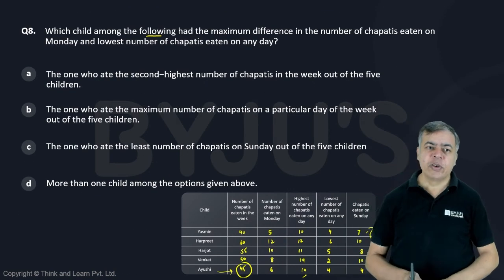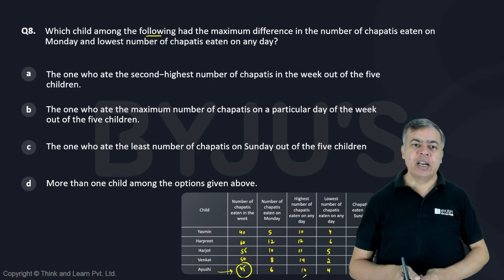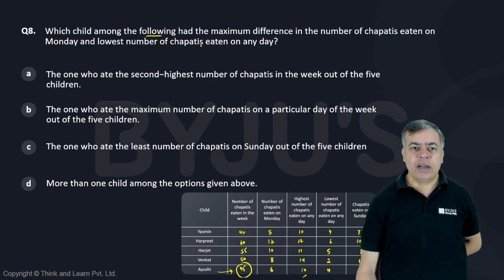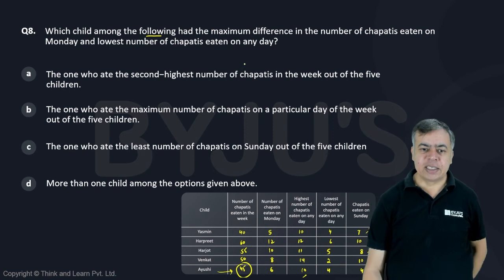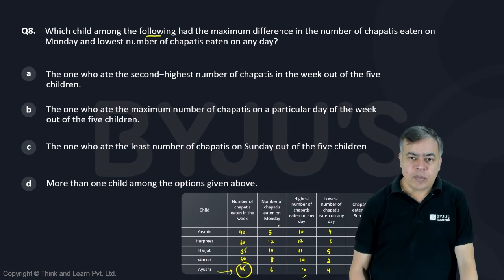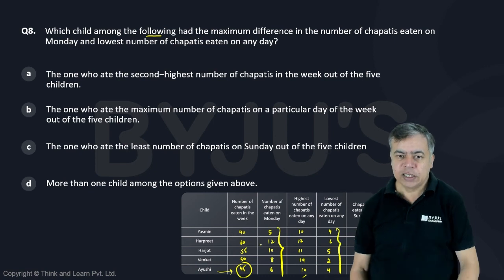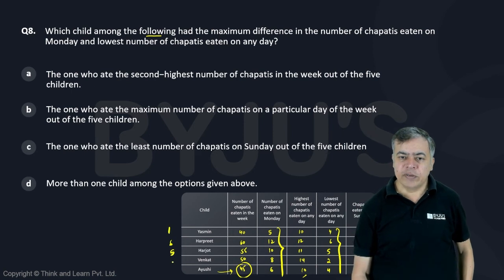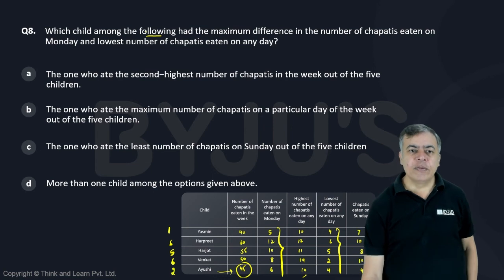So this question we were discussing. Which child among the following had the maximum difference? So Monday and the least, maximum, right? Monday it is this and least is this. So the difference is, for Yasmin, 1. For Harpreet, the difference is 6. Here the difference is 5. Here the difference is 6. Here the difference is 2. But I need to see which of the following.